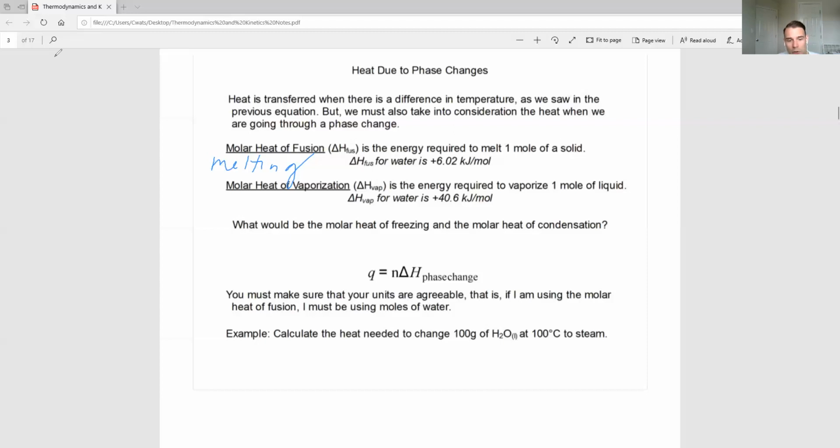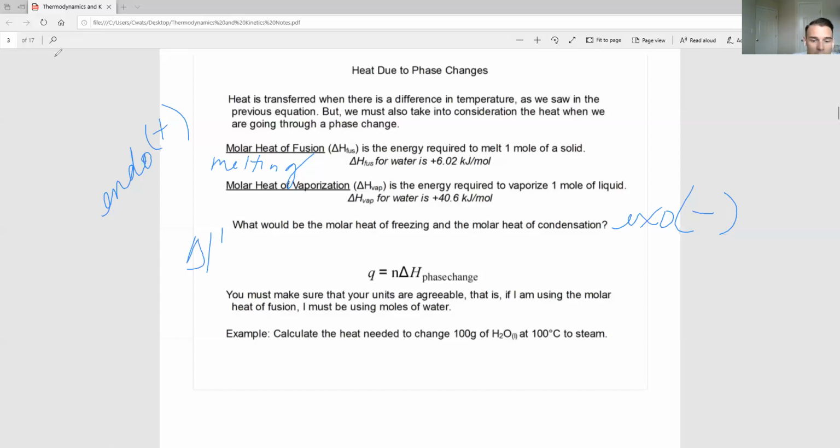Now the next question, which is a good one, what would be the molar heat of freezing and the molar heat of condensation? When we're talking about heat transfers, it all depends on where the heat's going. Is it going in or is it coming out? When you melt and when you vaporize something, you are putting energy in. That is why it's endothermic and it's positive. So for freezing and for condensing, that's going to be an exothermic process. And so it's going to be the same value, but negative.